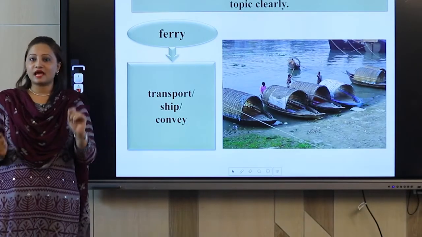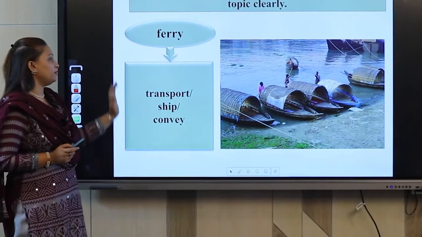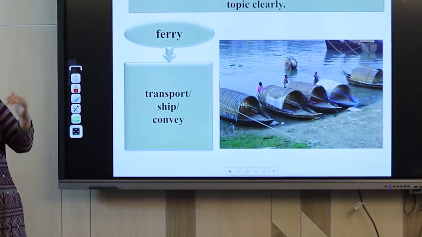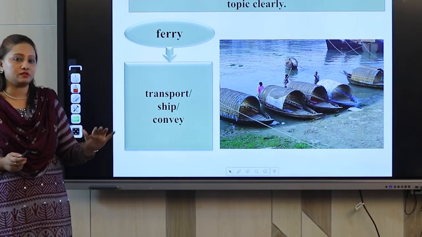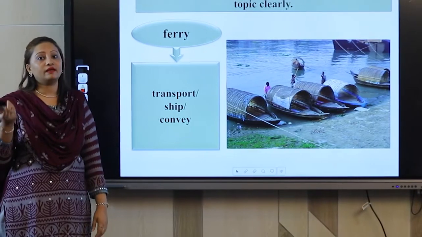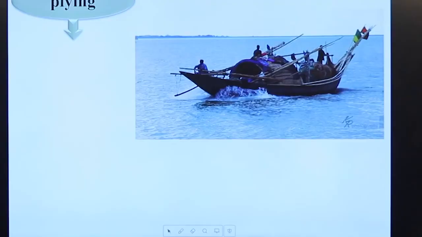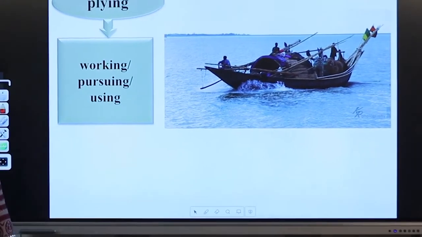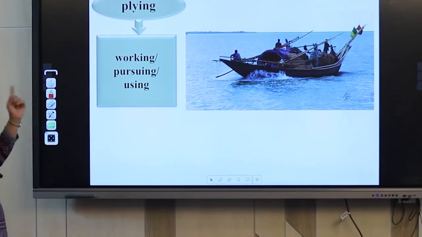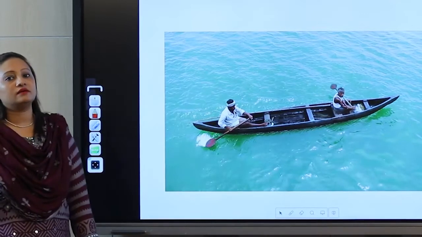You can see the title is Ferry Boat. What is the meaning of ferry? Ferry means transport, ship or convey. Convey means to carry things or people, whatever it can be. You need to highlight the word ferry, the title itself. Next is plying. You will find this type of word in many places in English. What is the meaning of plying? Working, pursuing, using. Everyone is highlighting the hard words, right?